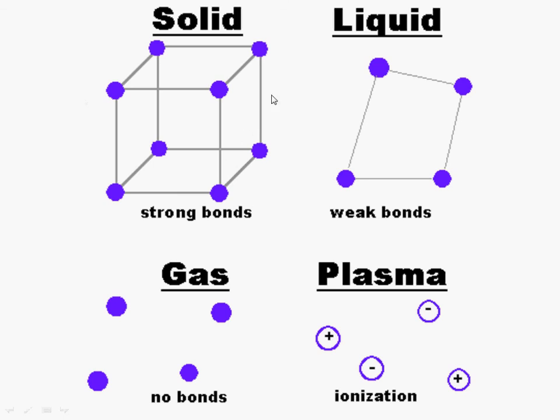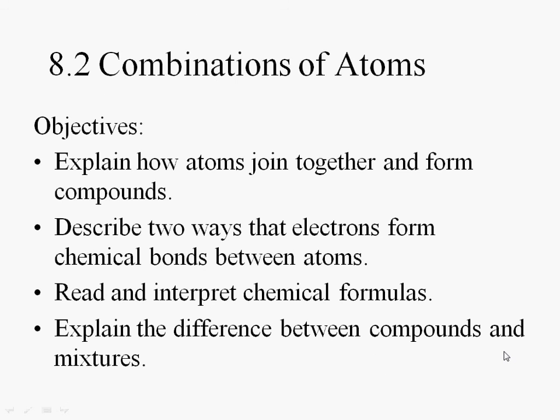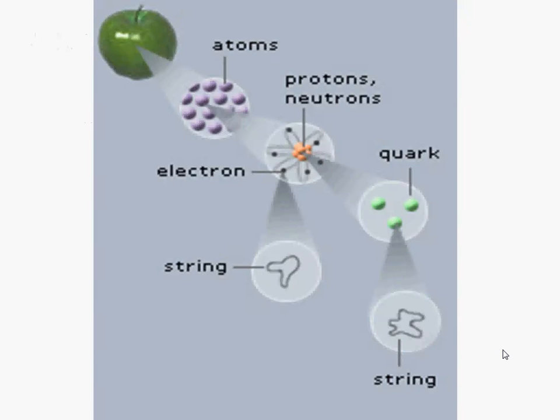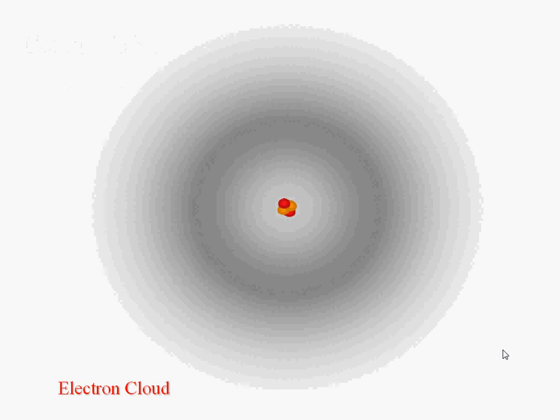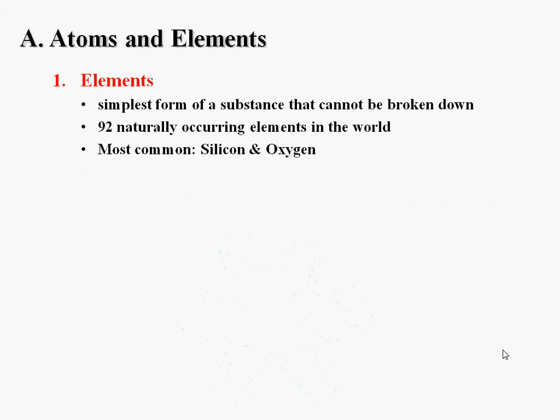This is just a diagram showing that, okay, the bonds are rigid in a solid, versus in a liquid, the bonds are kind of flowing a little bit. In a gas, they're not really attached to anywhere. They're just floating around. And plasma we'll talk about in the sun, but we're not going to really talk about it during this chapter.